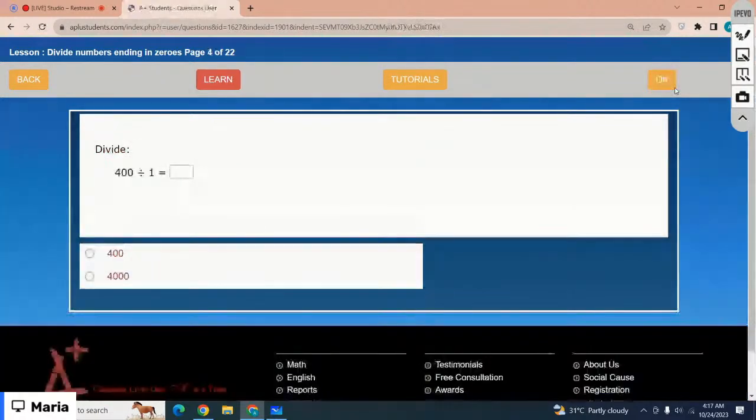Okay, the next one is 400 divided by 1. So, which is the correct option? Yes, that would be 1 times 400 is 400. So, the correct option is 400.